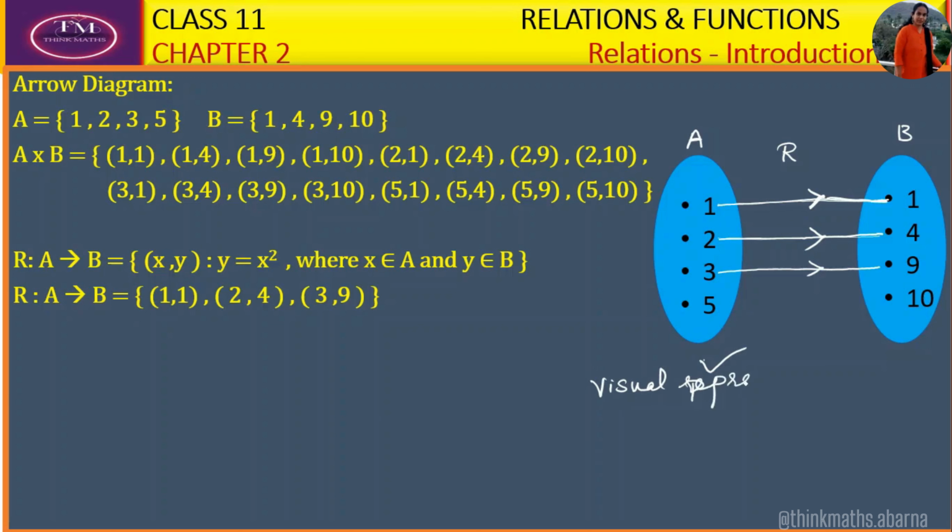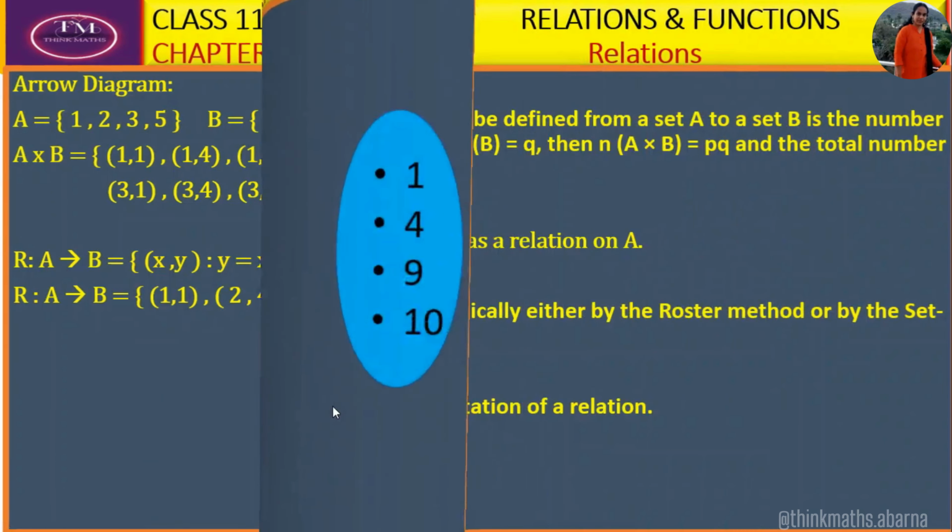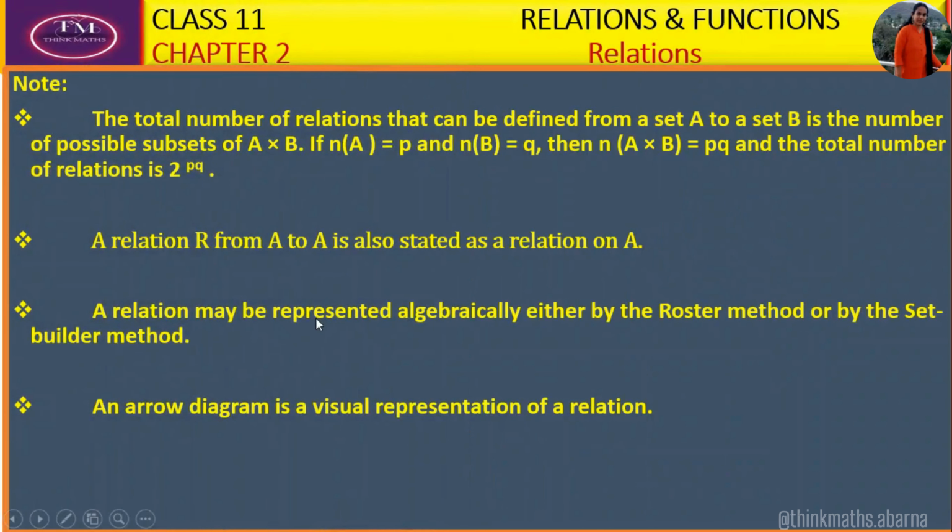So this is called visual representation of relation. Okay, arrow diagram is called visual representation of relation. Understood? So now we will take some points. So what are the points to be noted in relation?